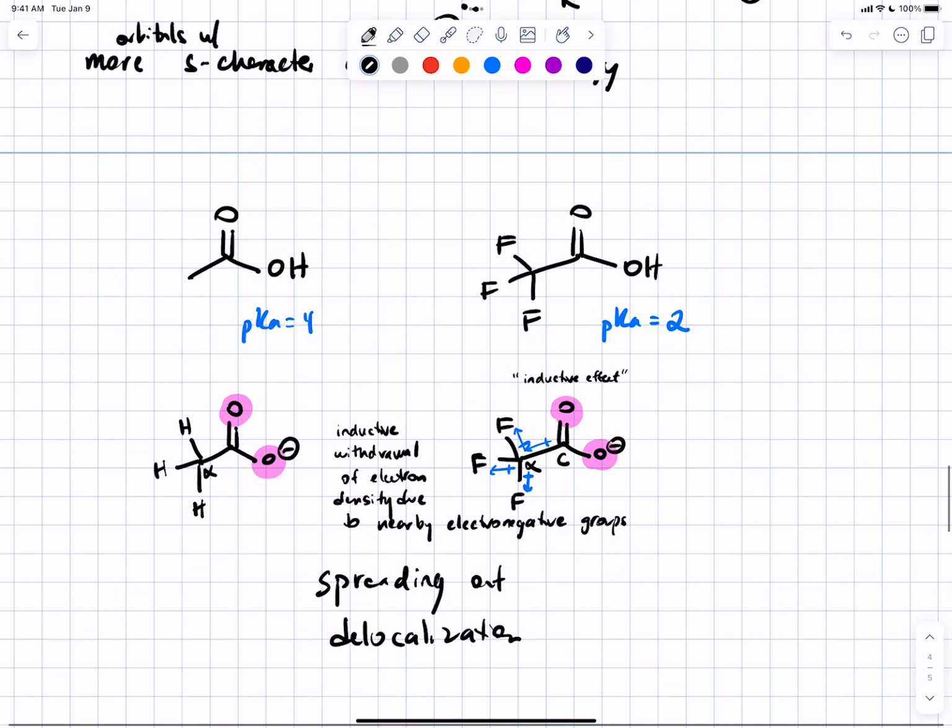This is not the same as resonance. We've had resonance delocalization. We've had delocalization because you're on a large atom. This is the third kind of way, and it involves just spreading things out because of nearby electronegative groups. Okay? Yes?